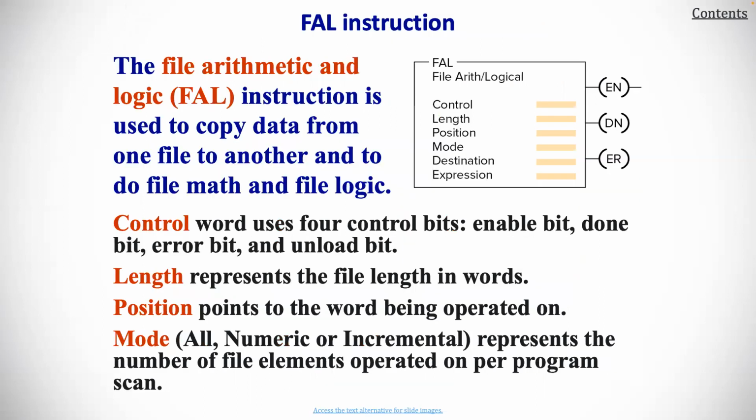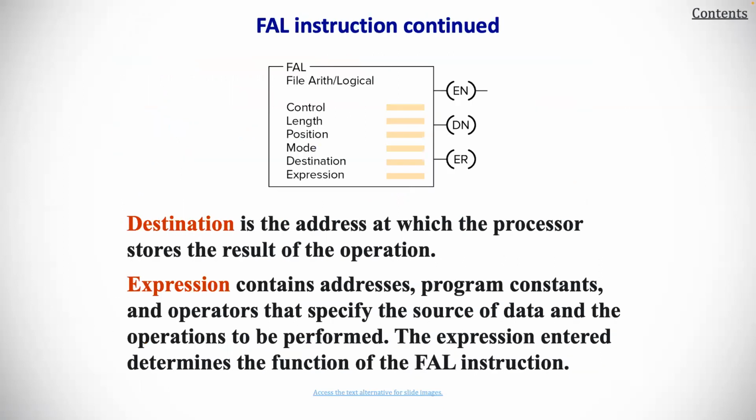The FAL instruction, or file arithmetic and logic instruction, is used to copy data from one file to another and to do math and file logic. The control word uses 4 control bits: enable bit, done bit, error bit, and unload bit. Length represents the file length in words, position points to the word being operated on, and mode, all numeric or incremental, represents the number of file elements operated on per program scan.